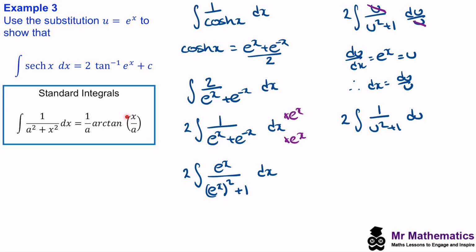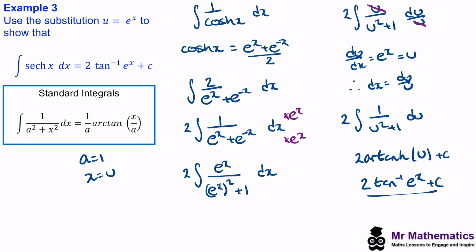And using this standard integral, we know that a is equal to 1, x is equal to u, so we have 2 lots of arctan of u over 1, which is just u, plus the constant. And finally, we know u is e to the x, so we've got 2 arctan of e to the x plus the constant, which is exactly what we were trying to find. Okay?